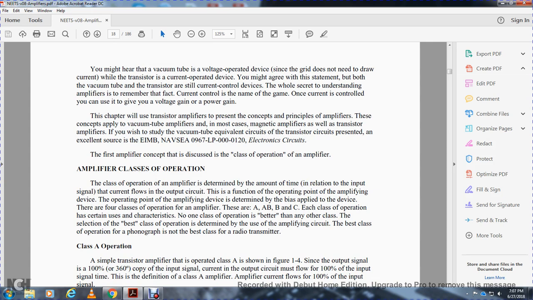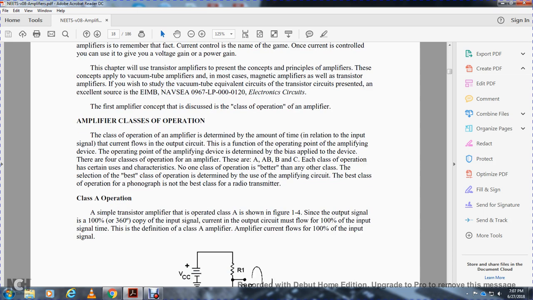The four classes of operation of the amplifier are A, AB, B, and C. Each class of operation has certain uses and characteristics; no one class of operation is better than the other. The selection of the best class of operation is determined by the use of the amplifying circuit. The best class of operation for a phonograph is not the best class for a radio transmitter.